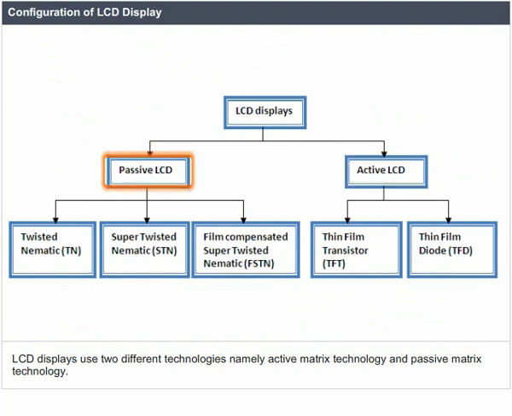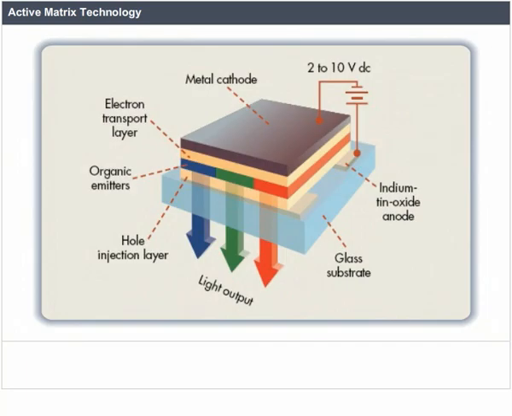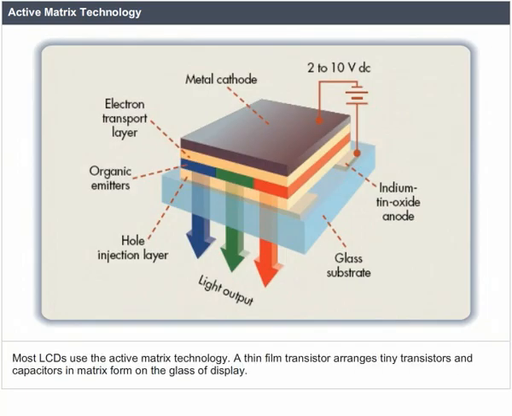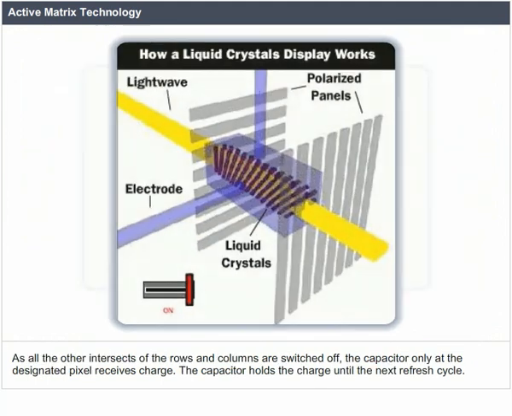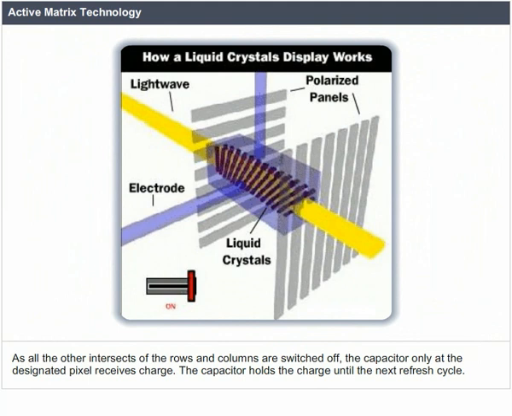Active matrix technology. Most LCDs use the active matrix technology. A thin film transistor arranges tiny transistors and capacitors in a matrix form on the glass of display. When the particular pixel needs to be addressed, the proper row is switched on and the charge is sent to the appropriate column. As all the other intersects of the rows and columns are switched off, the capacitor only at the designated pixel receives the charge. The capacitor holds the charge until the next refresh cycle.